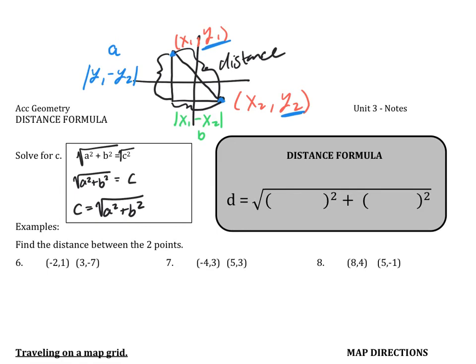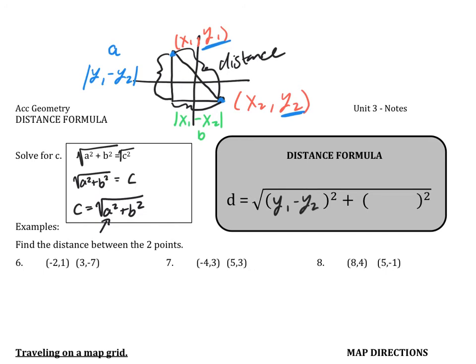Now, in the Pythagorean theorem, we looked here and we said, okay, well, when we solve for C, we have the square root of a squared plus b squared. All right, let's look at A. On our coordinate plane, we said A is really just the absolute value of the difference of our y values. Okay, well, I'm going to plug it in here. So that's y1 minus y2.